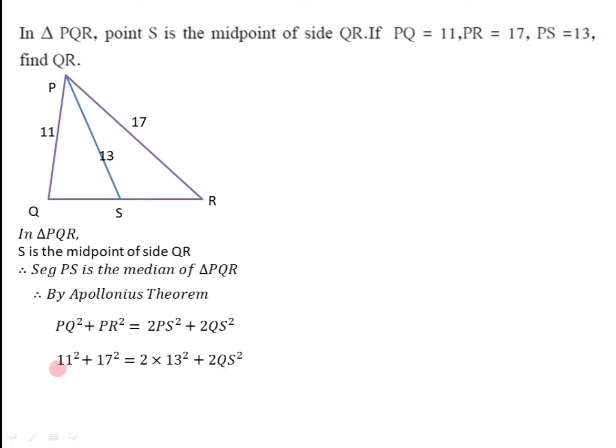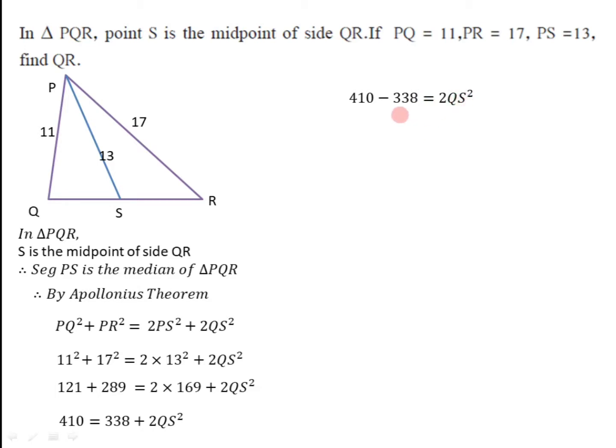Now if we simplify this, 11 square is 121 plus 17 square is 289 is equal to 2 into 13 square is 169 plus 2 QS square as it is. So 121 plus 289, that's 410, is equal to 169 into 2, it's 338 plus 2 QS square. If we take 338 to the left hand side, it will become minus, that is 410 minus 338 is equal to 2 times QS square. 410 minus 338, that's 72, is equal to 2 QS square.